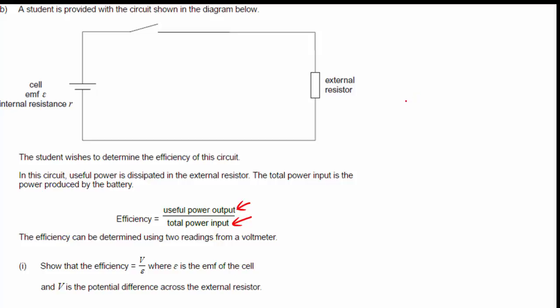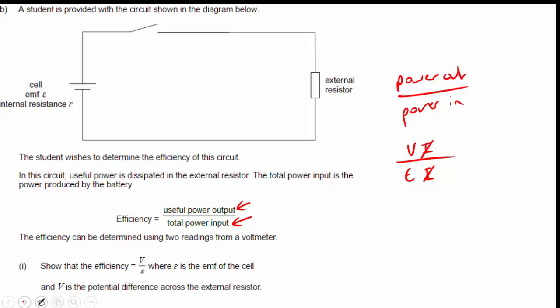So we just need to do power out divided by power in. Okay, and the power out will be VI, and the power in will be the EMF times I. Since they're in series, the I's will be the same, so you can cancel them out, and then we can see that that and that are the same. So we've shown that that's how you could calculate the efficiency.